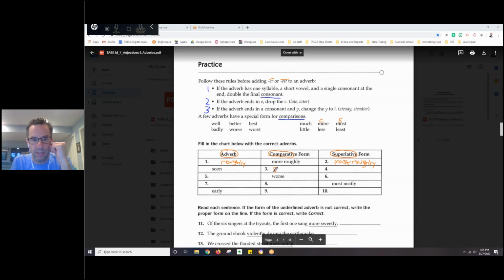So comparative is going to be sooner. I arrived sooner than she did. We're comparing only two, right? And then you could say out of everybody, I arrived the soonest, because that's superlative. Out of the 10 of us, I arrived the soonest. So we're looking for the adverb, comparative, and superlative. I'll pause. You can do 5 through 10.